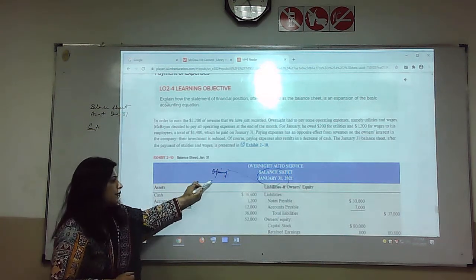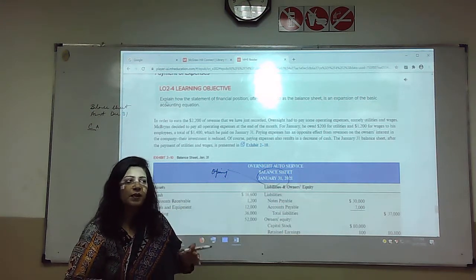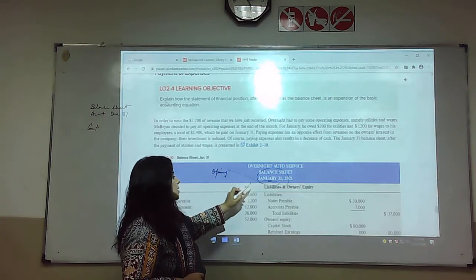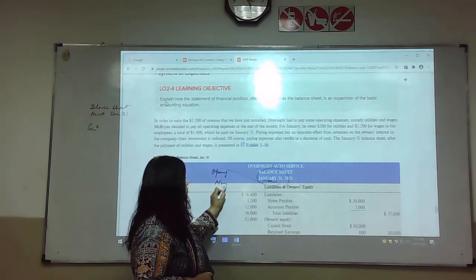So now this is the opening balance sheet because it's January, this is the start of the year. We need to talk about, but this is the month end. Remember this is the opening year's, but month end, okay?